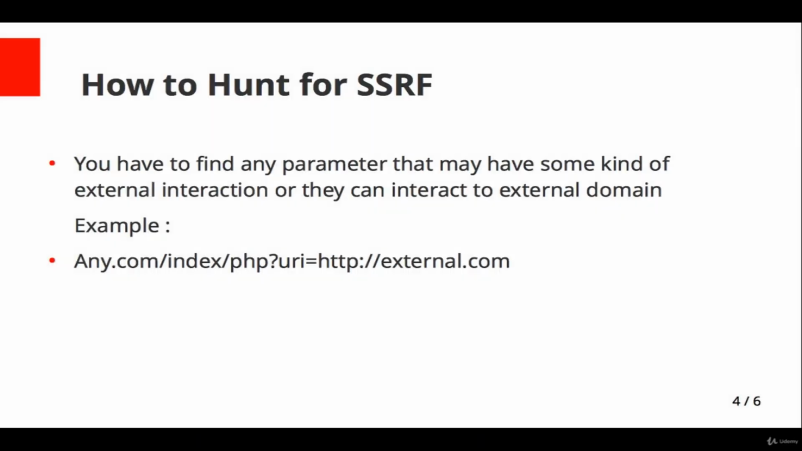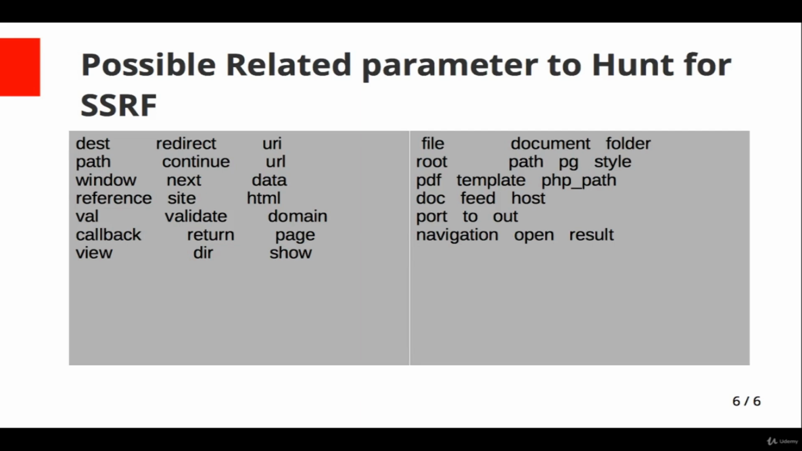Let's hunt SSRF one more time on a live website. See, you have to find any parameter that may have some kind of external interaction, or that can interact with an external domain. So you have to find these many parameters. These are the possible parameters, it's not limited: redirect, URI, URL, file, document, whatever.